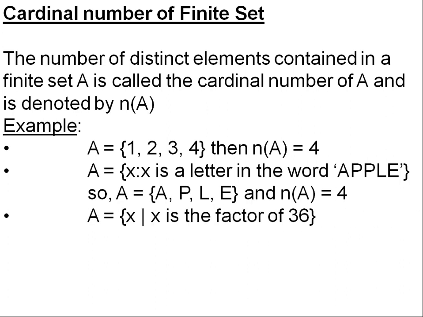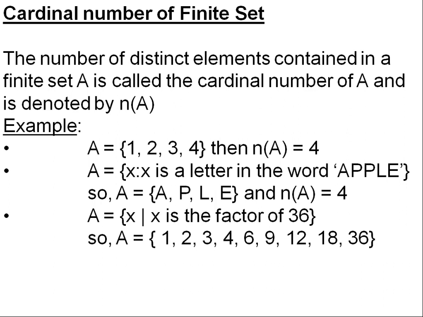The third example, where A is equal to within curly brackets x such that x is a factor of 36, we are going to write all the factors of this number as individual elements. So if we count the number of factors, they come equal to 9. So in total there are 9 factors of the number 36. Hence the cardinal number of A becomes 9.